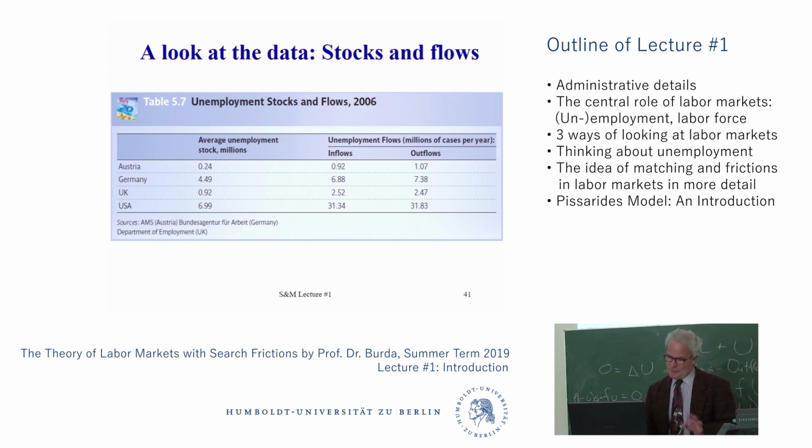So it's got to be true. And you also see that in that same year, more than 7.4 million cases of unemployment were deregistered. 7.4 million cases of exits from unemployment. Ausgänge aus der Arbeitslosigkeit.